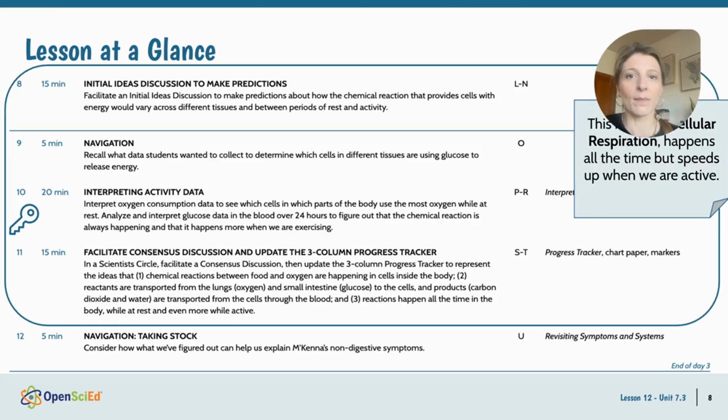Loop 4 is all about energy demand, which is parts 8 through 11. In parts 8 through 11, we'll analyze data on oxygen and glucose use during rest versus exercise. We'll figure out that this reaction, which we name cellular respiration, happens all the time, but speeds up when we are active. And that will bring us into the next lesson, where we've now figured out how cells get energy, and we'll finally be able to explain why McKenna is feeling so fatigued.